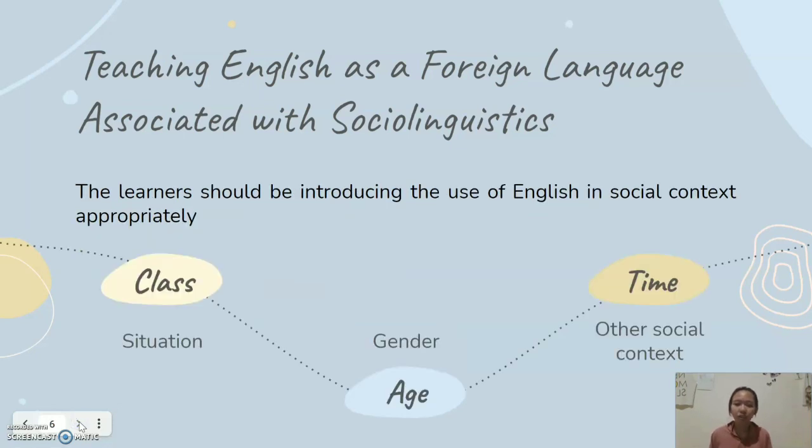In teaching English as a foreign language, the learners should also be introduced to the use of English in social contexts appropriately. They should not only be able to express it, but also have the capability to determine the correct expression for the appropriate situation, class, age, gender, time, or other social contexts.